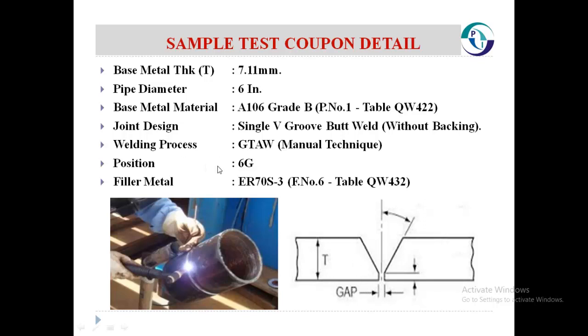The welding process which we are going to use in our sample test coupon is a GTAW process with a manual technique. The position of the test coupon is 6G. This one is a 6G position for the welder qualification. Filler metal: the filler metal is the ER70S-3 with F number 6 as per the table QW 432 of ASME section 9.